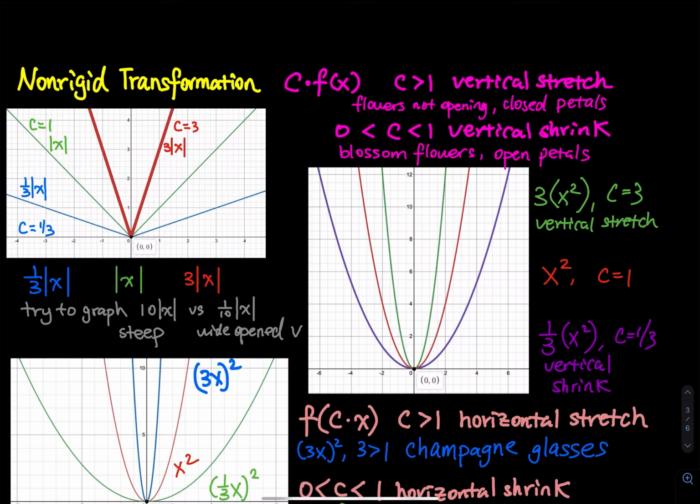All right, so I also say try to graph 10 times absolute value of x. You will see a very steep V. And then the 1/10 absolute value of x, you will see the V is wide open because the 1/10 affects the slope of the straight line. And then don't look at this yet. Look at the second graph, right over here.